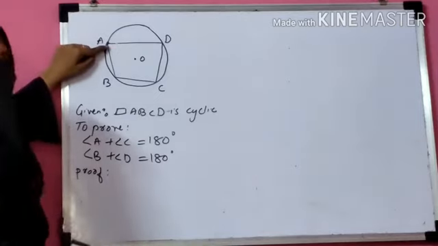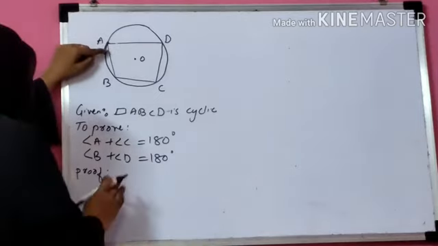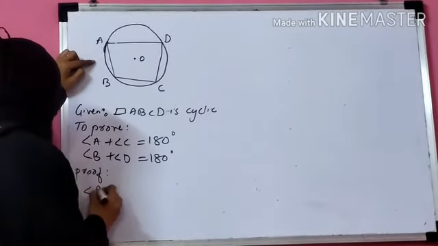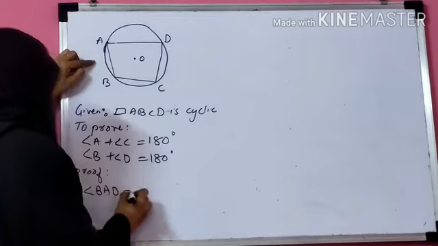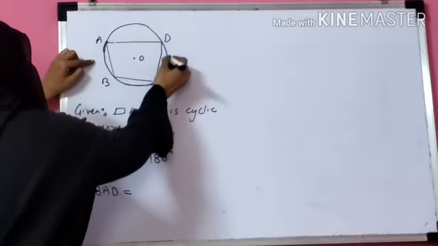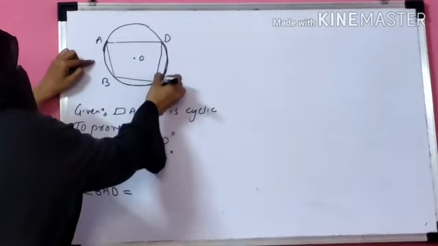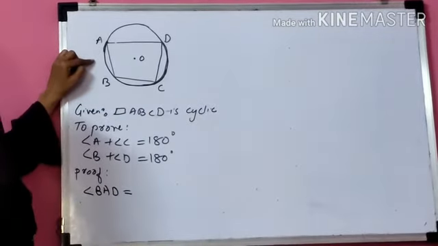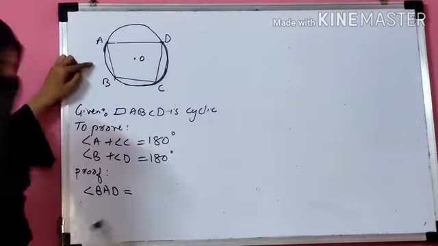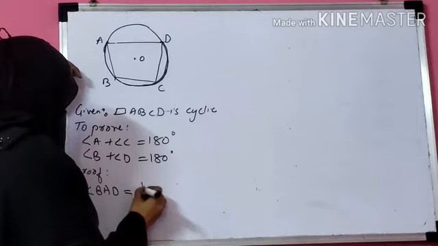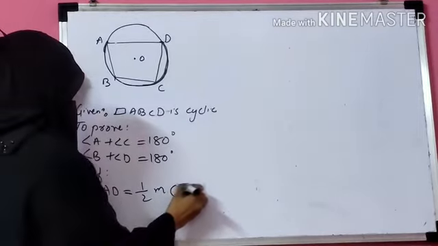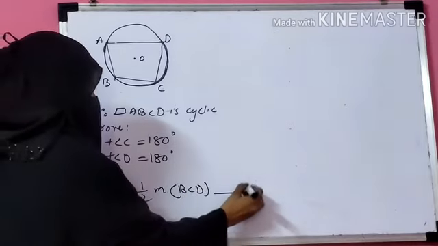First of all, angle A. In three letters you can write angle BAD. Angle BAD is the inscribed angle of arc BCD. Just now we have discussed that an inscribed angle is half of the intercepted arc. The intercepted arc of angle BAD is this part. So angle BAD is half of the measure of arc BCD. Give it number 1.